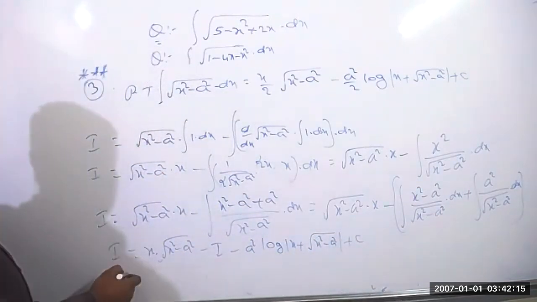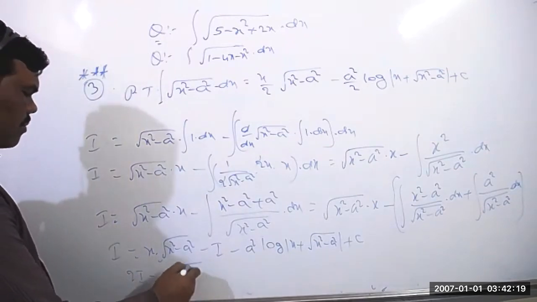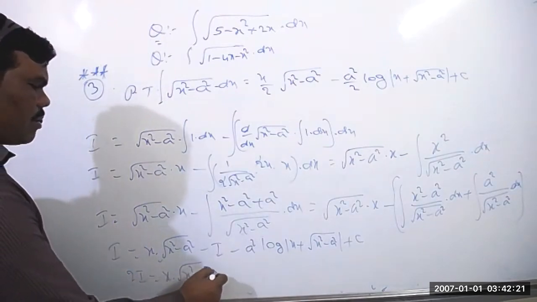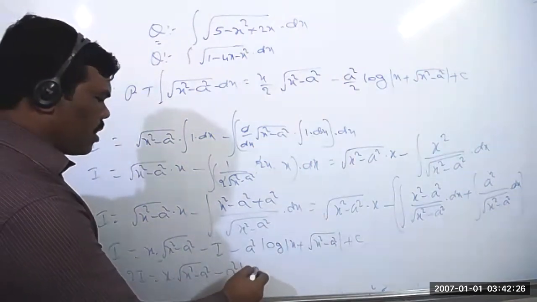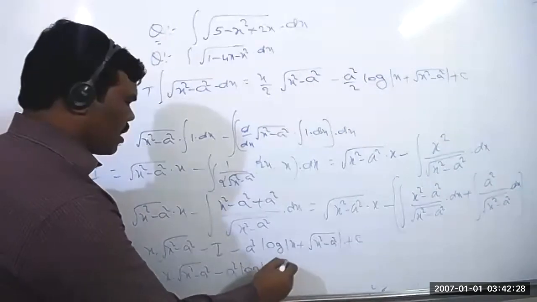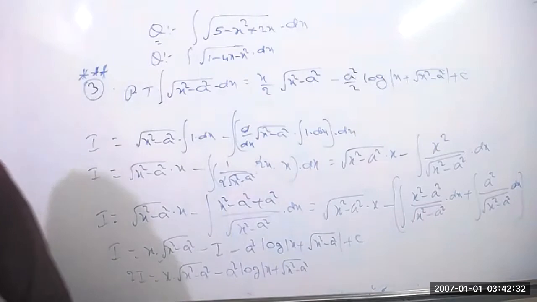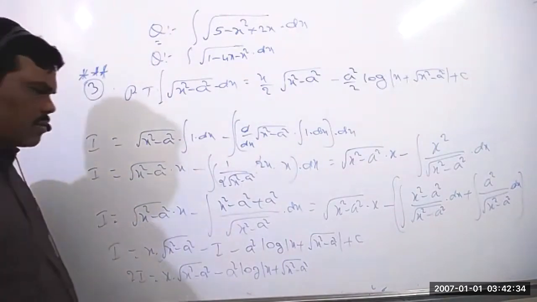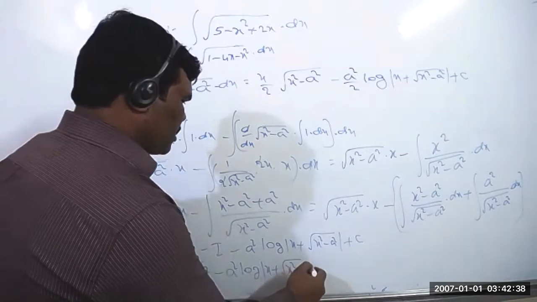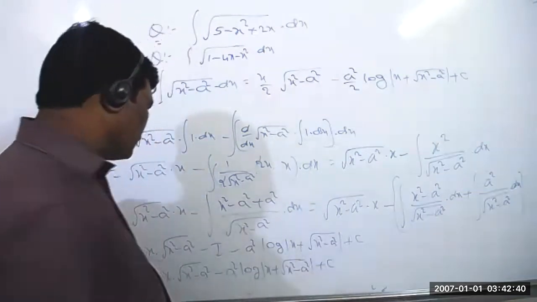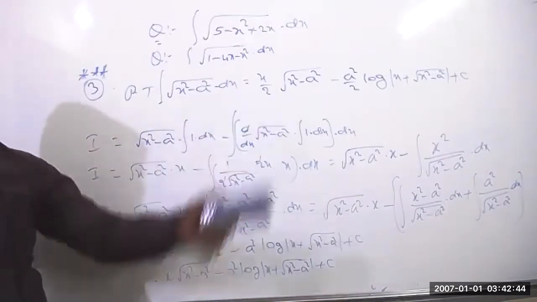This I on the right side needs to come to the left side to become 2I. So 2I equals x into root of x square minus a square minus a square into log modulus of x plus root of x square minus a square plus c. Then the 2 also goes to the right side, and we will get the required formula.